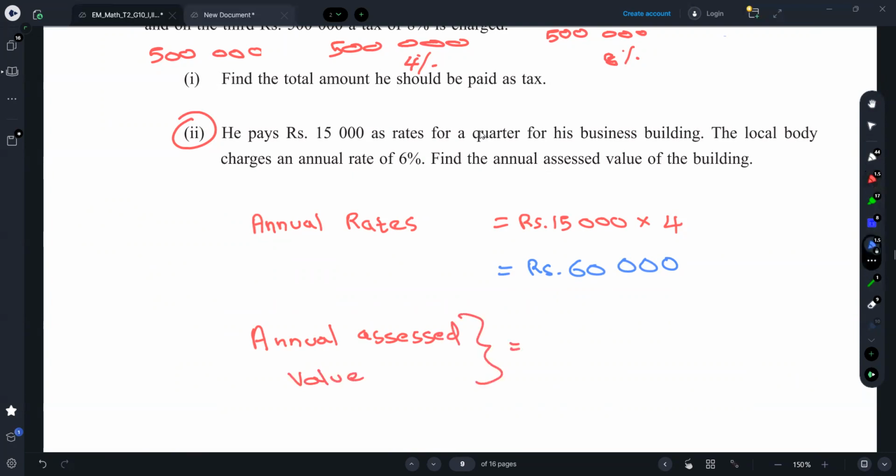Annual assessed value we can find. Now 6% is charged as annual rates. Now after charging this 6%, the annual rates is 60,000. Now this 6% represents 60,000. Then how much is 100%?